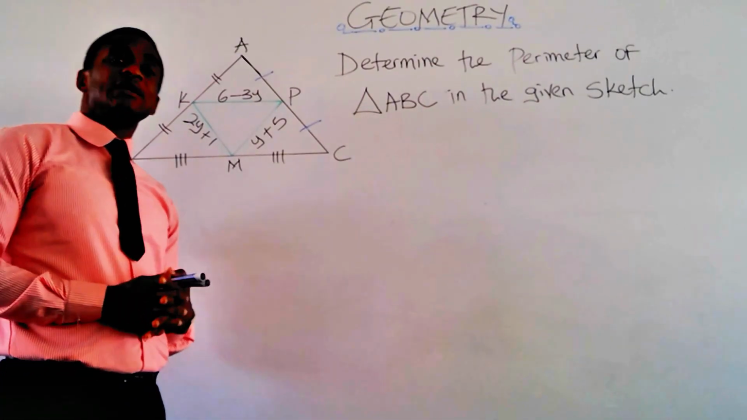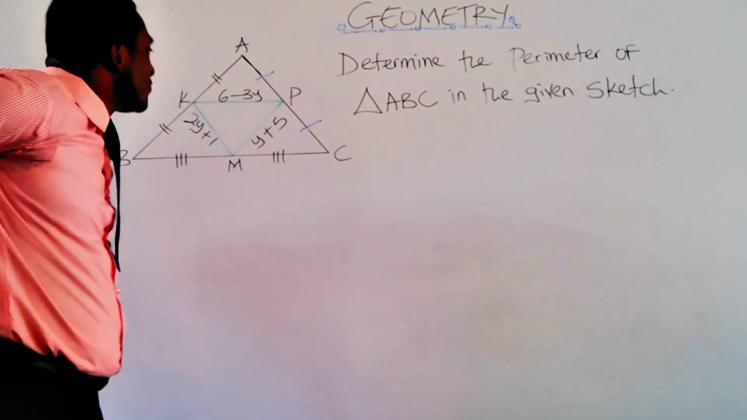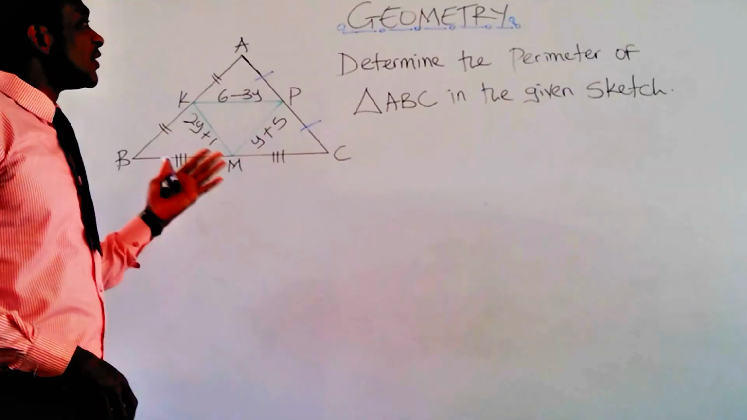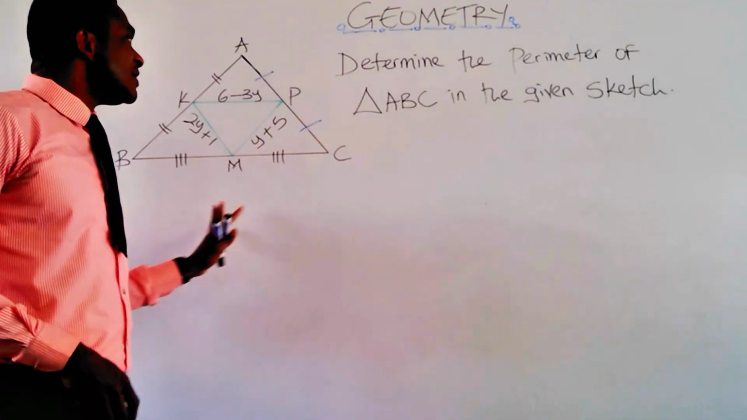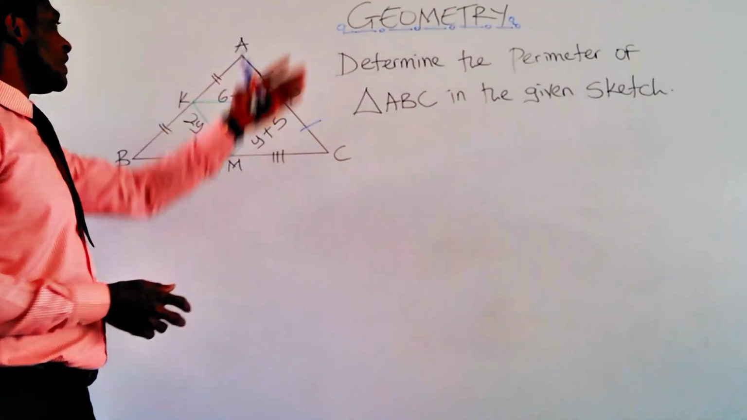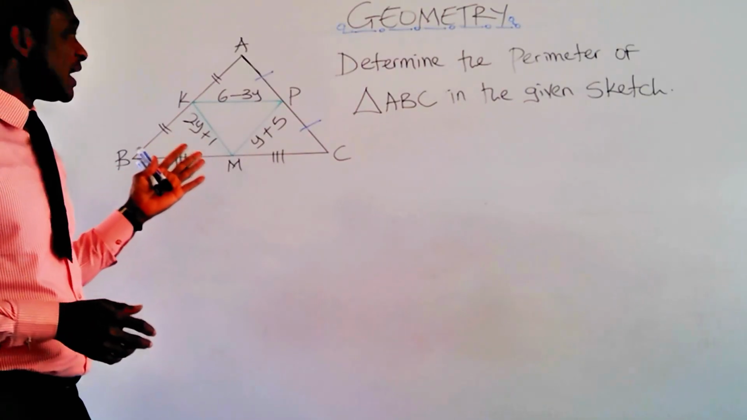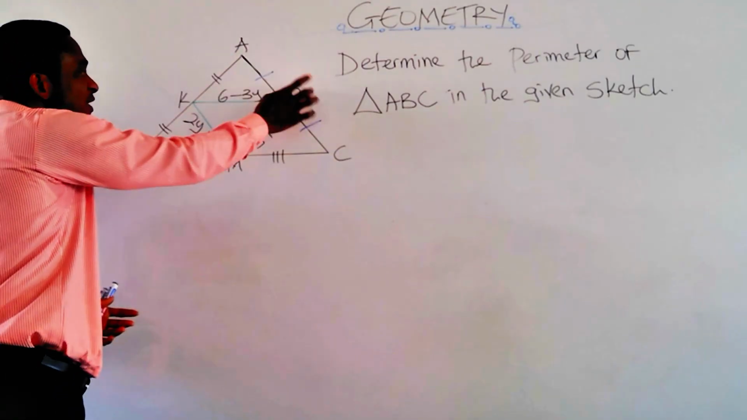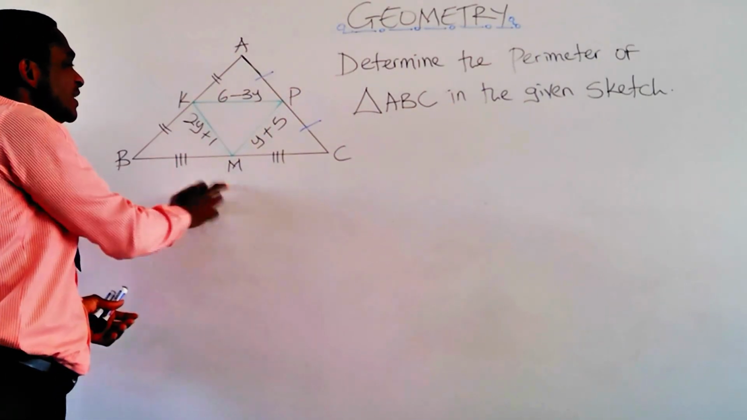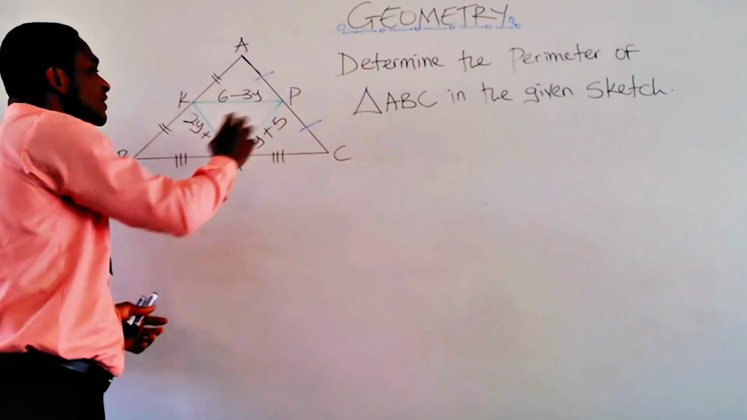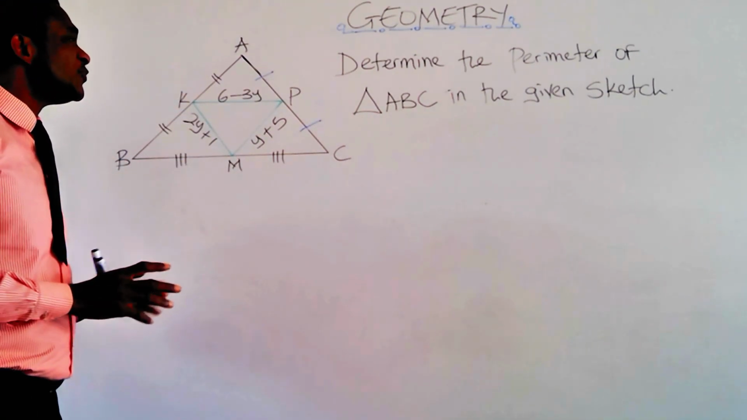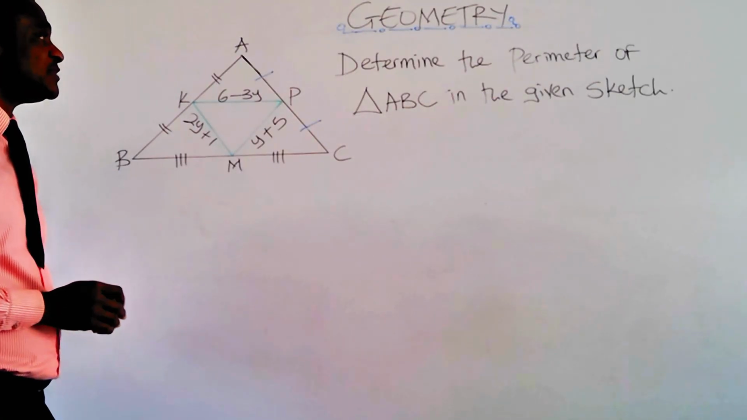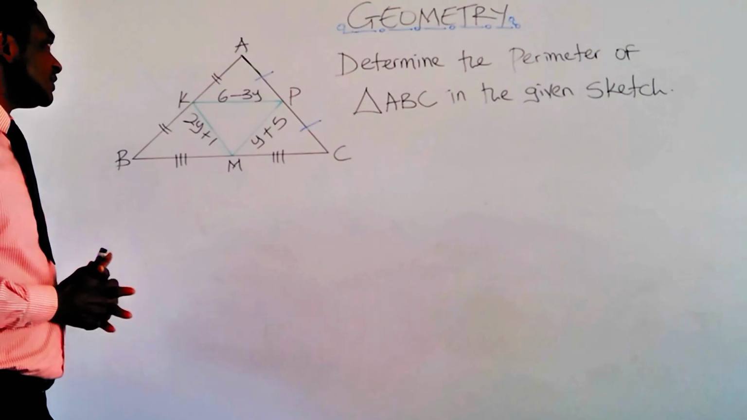Today we are going to look at this unique problem of geometry. We are given a triangle and we are asked to figure out the perimeter of triangle ABC. If we look at this sketch critically, we'll see that we have a lot of triangles. We have triangle AKP, KBM, PMC, KPM, and we are not interested in any of them. We are interested in triangle ABC. That's the only one they want us to figure out the perimeter of.